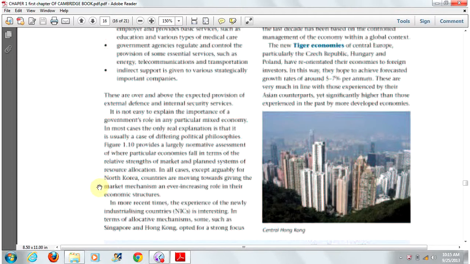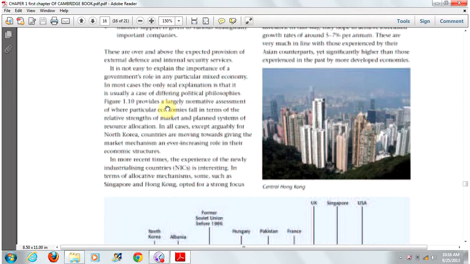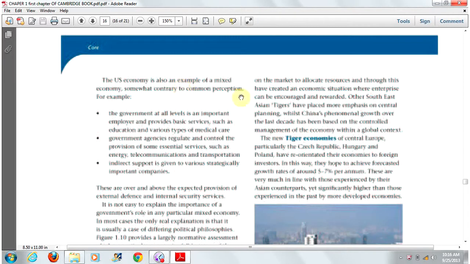In terms of allocative mechanism, some, such as Singapore and Hong Kong, opted for a strong focus on the market to allocate resources, and through this have created an economic situation where enterprise can be encouraged and rewarded. Other Southeast Asian tigers have placed more emphasis on central planning, while China's phenomenal growth over the last decade has been based on controlled management of its economy within a global context.